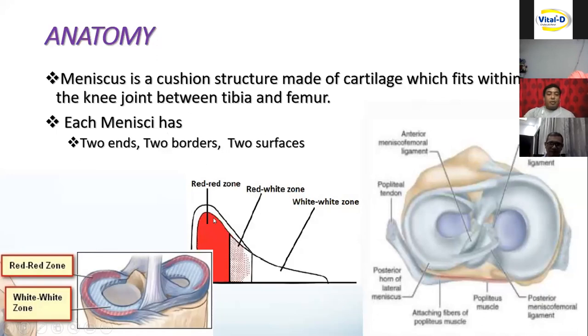Meniscal cushion: outer red zone, middle red-white zone, and inner white zone. We are most likely to repair within the red zone and red-white zone. In case of the white zone, we prefer partial meniscectomy or replacement, something like that.